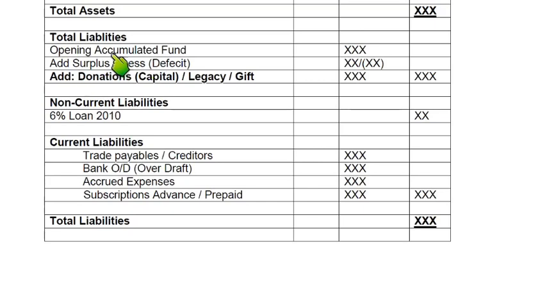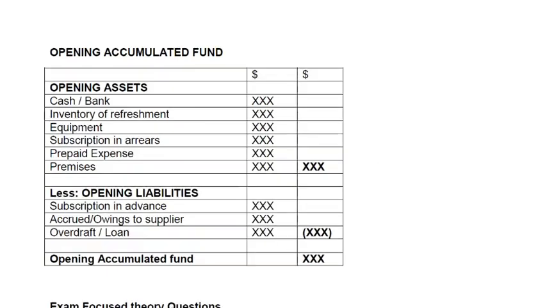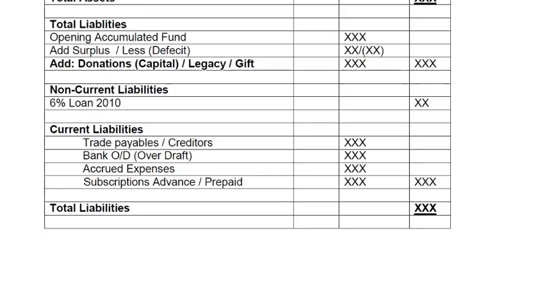So opening capital is not given, it needs to be calculated. How can we calculate opening accumulated fund? This is the format for accumulated fund: opening assets minus opening liability. So there are total assets, whether current assets or non-current assets. We need to add up all the assets at the start of the year, that is 1st January, and then add up all liabilities again at the start of the year. After deducting opening liabilities from opening assets, we will get the figure for opening accumulated fund, also known as capital, but we won't be writing the term capital here, otherwise the examiner will deduct our marks.